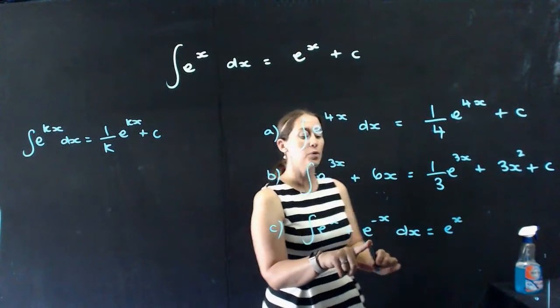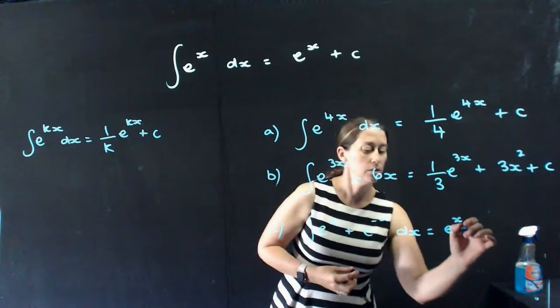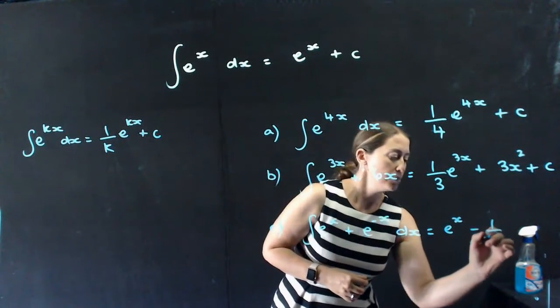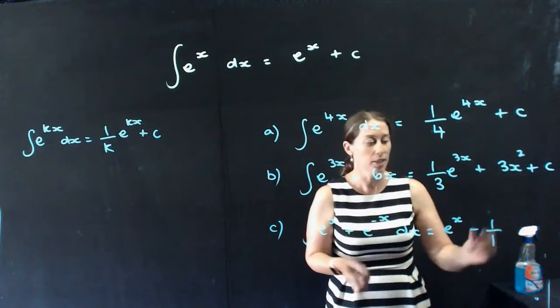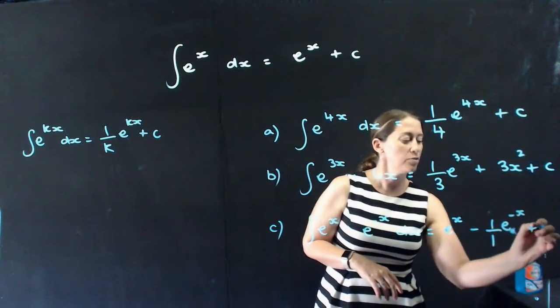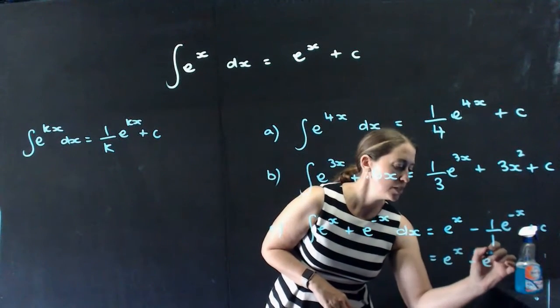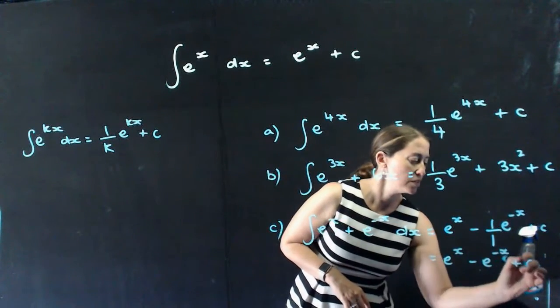And then looking at this one, well, the value of k is -1. So we need to do -1 over 1. So I'll write this down, which of course simplifies to be the -1 e to the kx, negative x, and then don't forget the plus c. Now, if we simplify this properly, we get e to the x minus e to the minus x plus c.